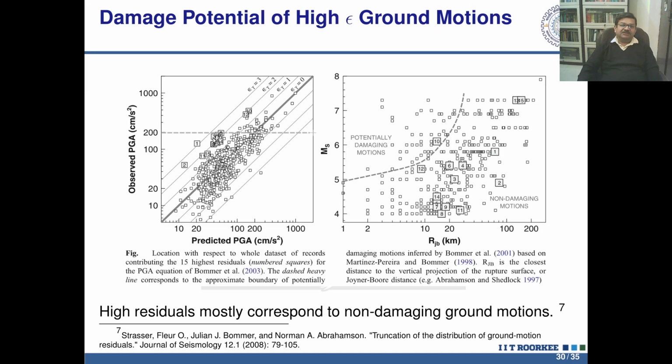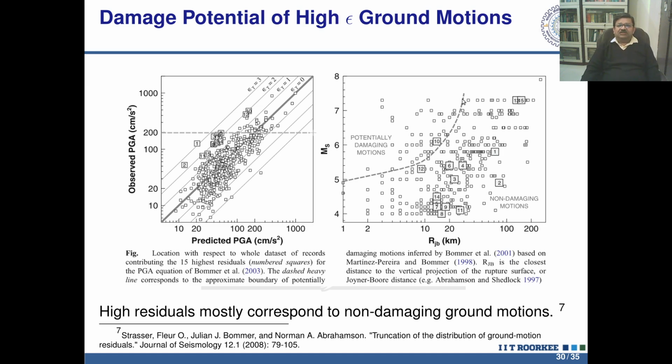Now they also did one interesting thing. They picked up the time histories corresponding to these data points, and computed the damage potential of the ground motion. There are several ways in which a structure can potentially be damaged due to this ground motion, and how likely it is. That is what we call damage potential. There are several measures of that. So they did that analysis.